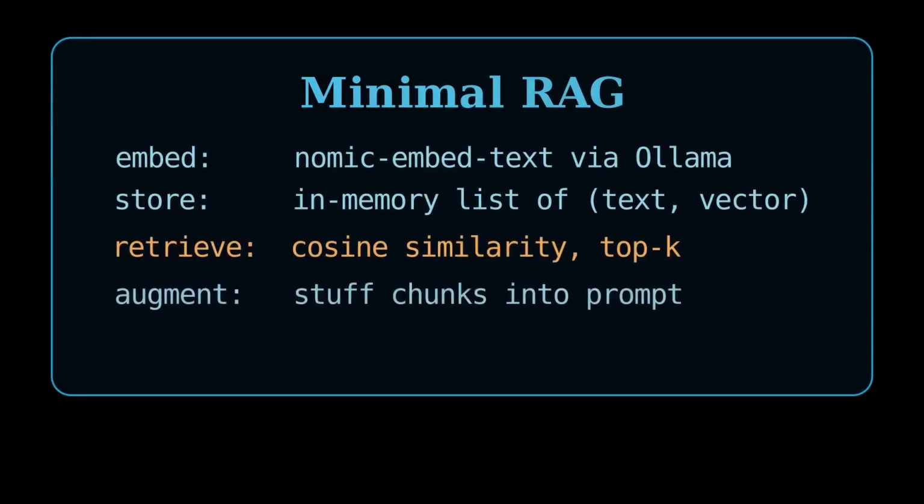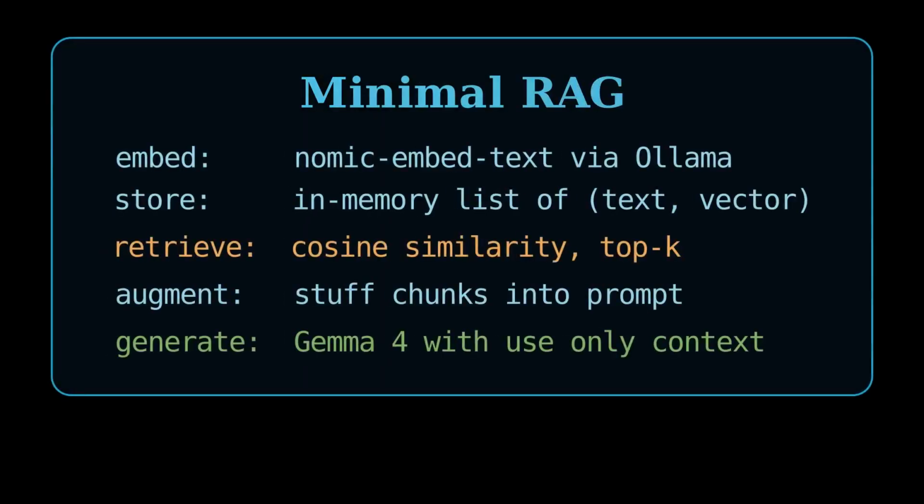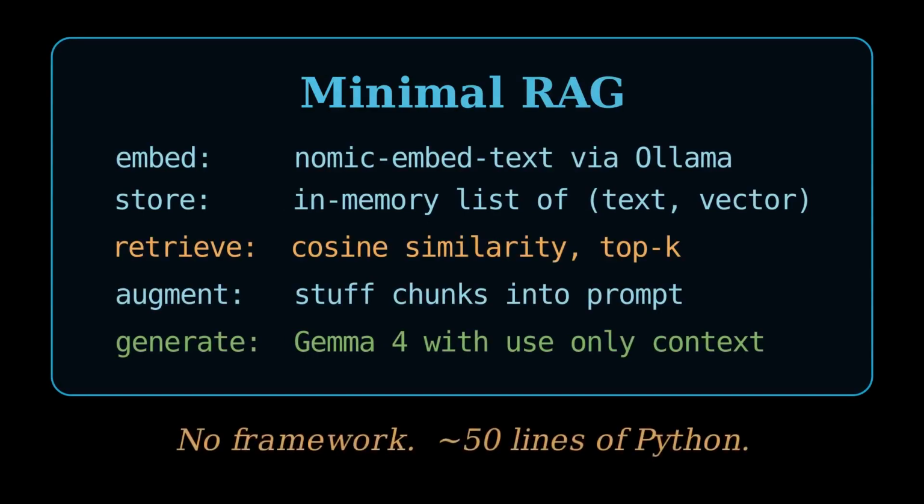Your quick reference: embed with nomic-embed-text via Ollama. Store as a Python list of text and vector pairs. Retrieve with cosine similarity. Take the top few. Augment the prompt. Generate with Gemma. About 50 lines, no framework.